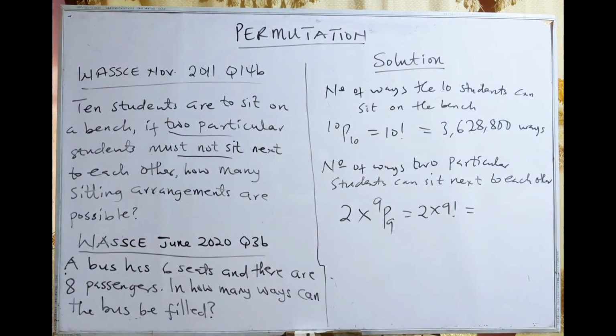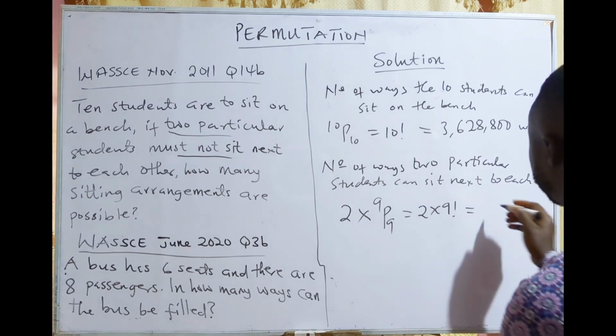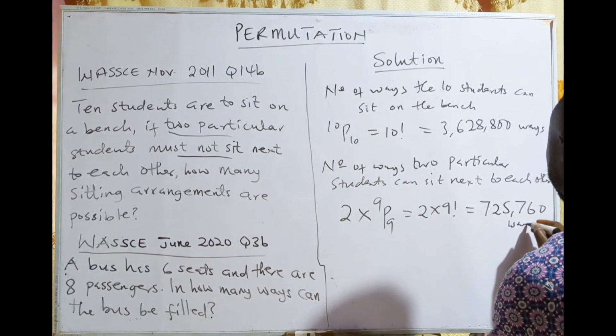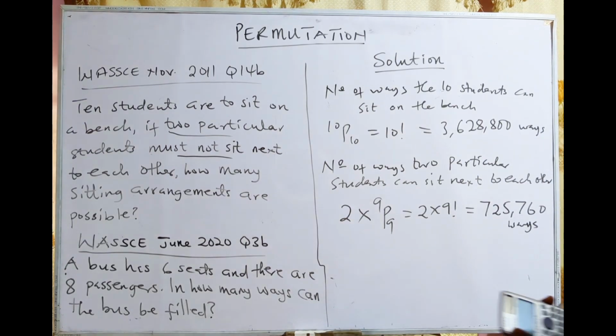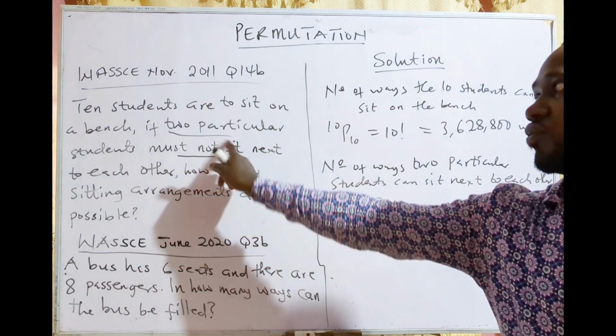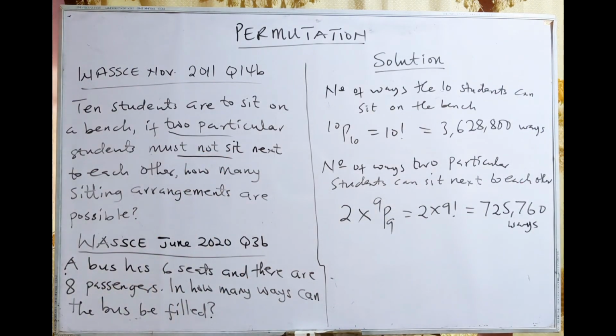All right, so 2 times 9 factorial will give us 725,760 ways that they can sit together. Then we now go and look for our answer if two particular students must not sit next to each other. So we are going to subtract.